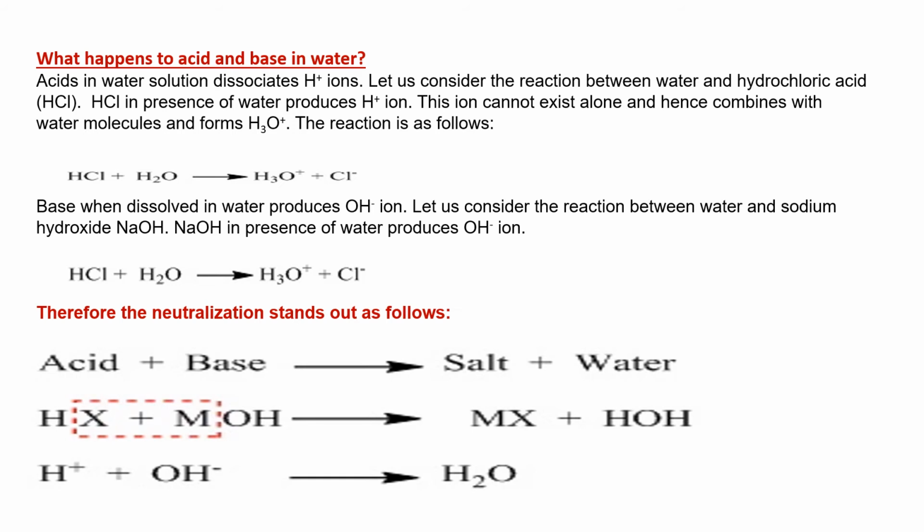HCl and water, when mixed together, what happened? Hydronium ion is formed. Yes, and Cl negative, chloride ion, is also formed, right? Fine, it is formed, it is not liberated. Chloride ion is also formed. Clear?